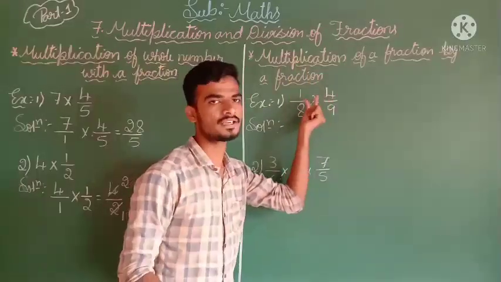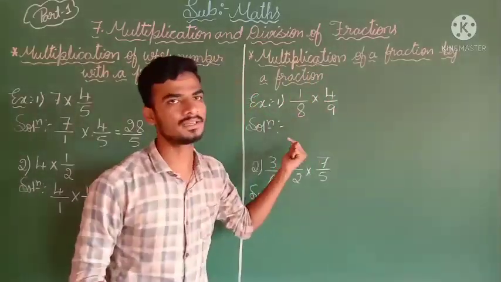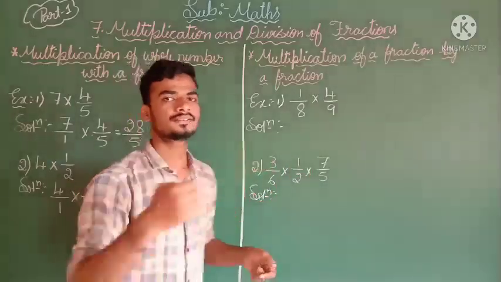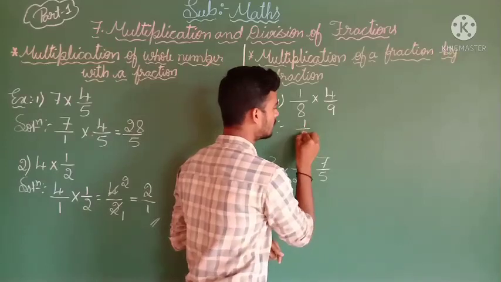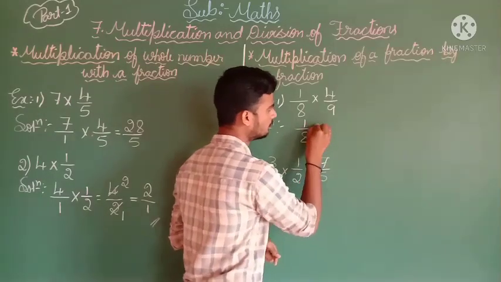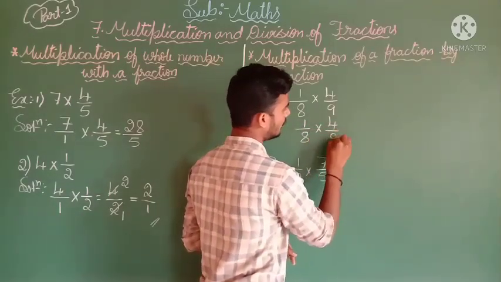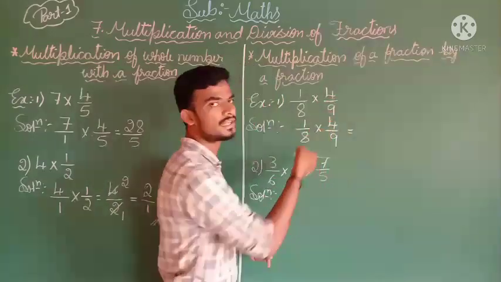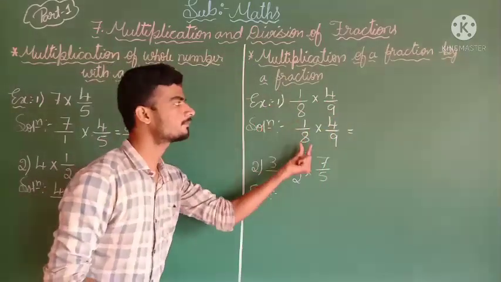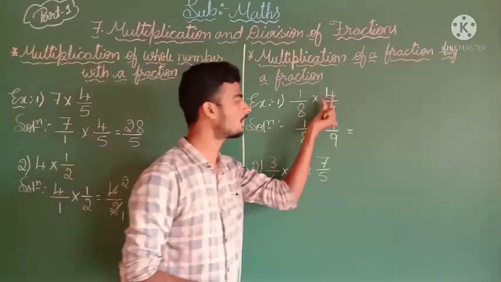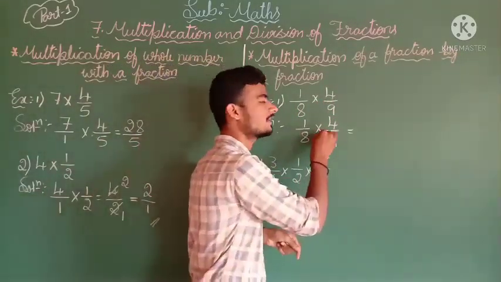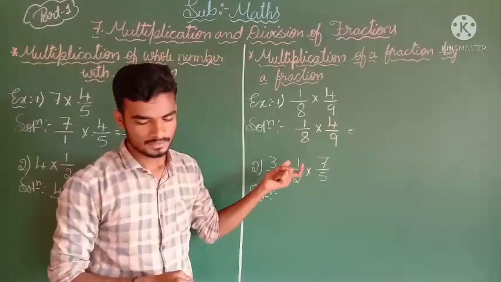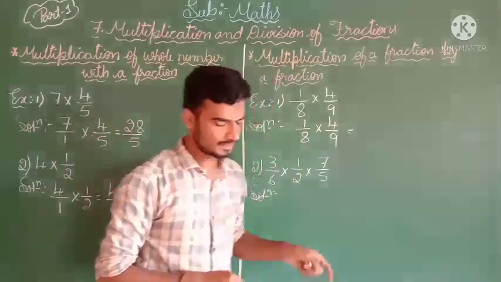If both fraction numbers are given, how do we multiply? It is very easy. That is the first solution: 1 by 8 into 4 by 9. Write the same fractional numbers that were given in the question in the solution. Then multiply the numerator with the numerator and the denominator with the denominator.